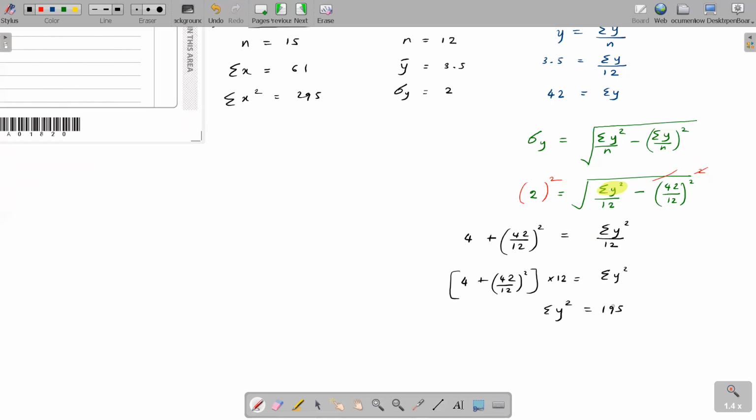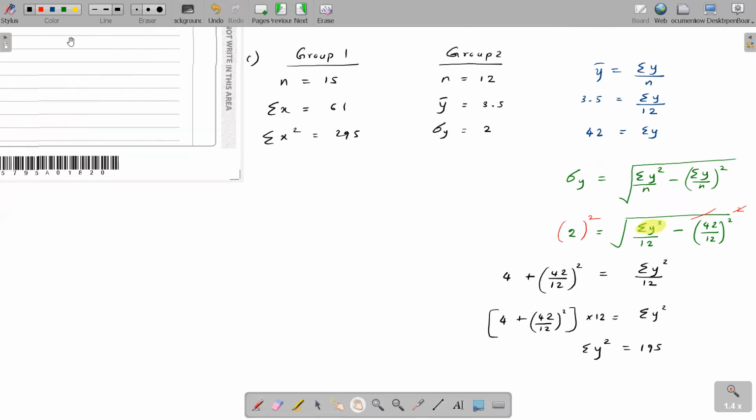So now what we need to do is combine the whole group. So when you consider the whole group together, the whole group means we add the two values. Let's say the whole group is some value like z. What's the total number in the whole group? Group 1, group 2, add it together. How many? 27. 15 plus 12. And then sigma z.